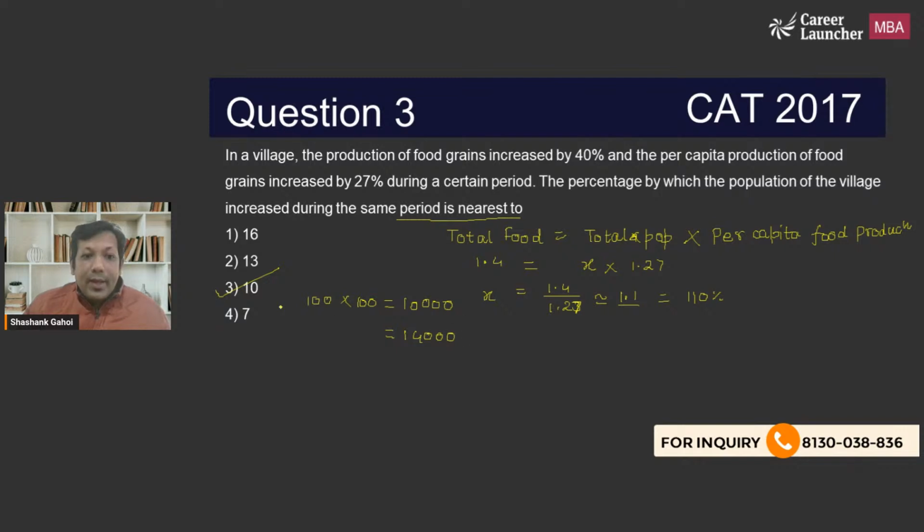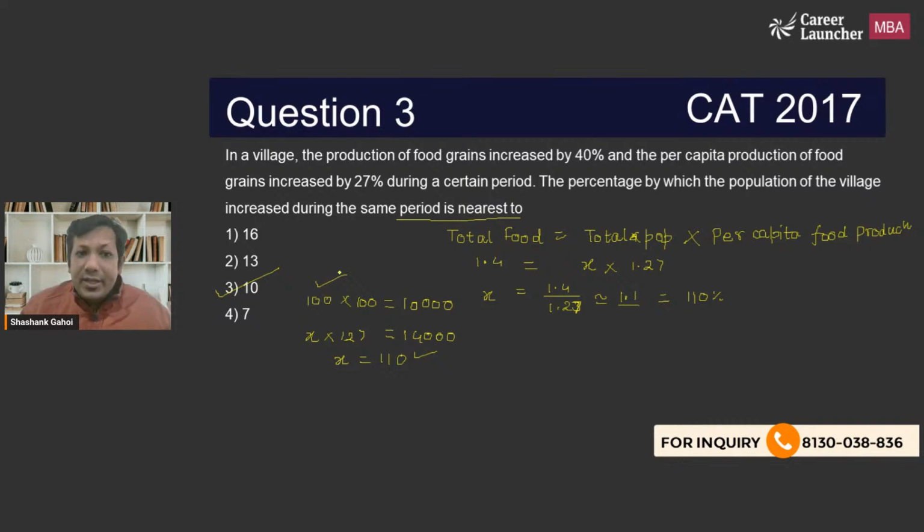Okay. Now, the population, what is the population? That is X. What is the new per capita food consumption? That is 127. So if you solve, the value of X comes out to be close to 110. So initially the population was 100. Now the population is close to 110.